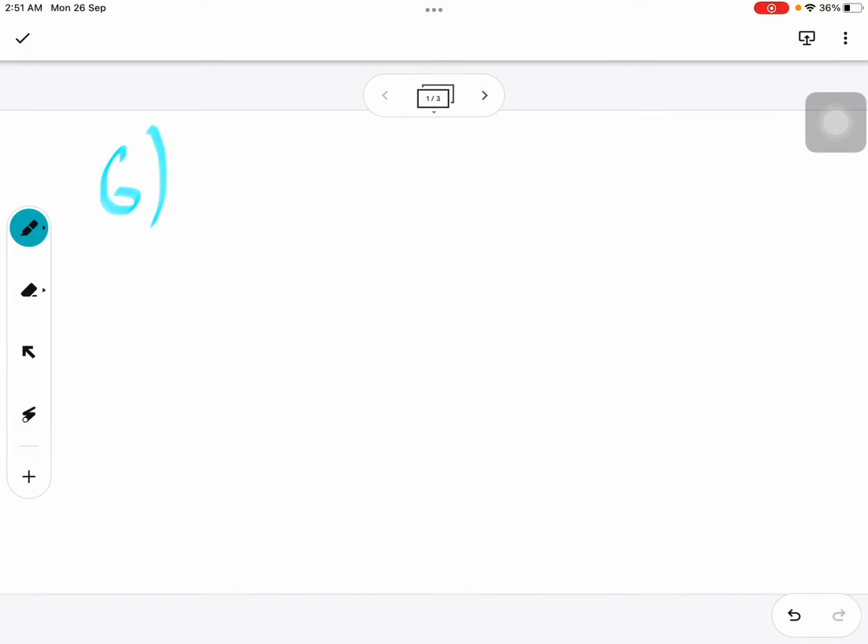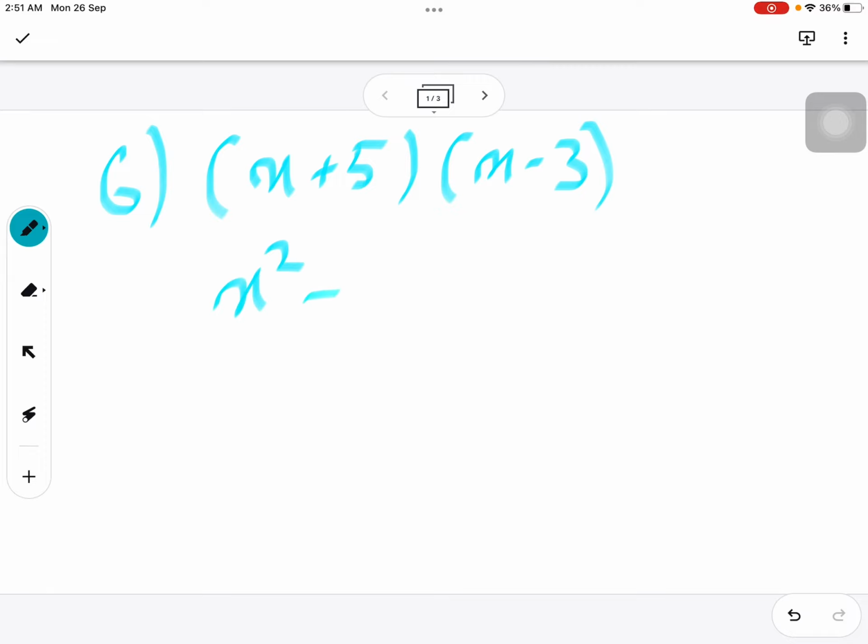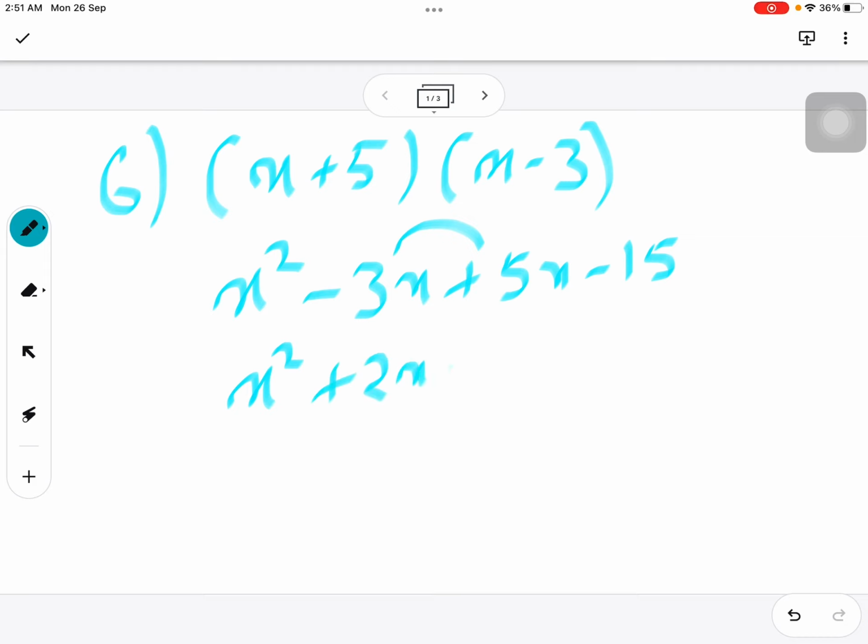Let's look at the sixth question. Now we have x plus 5 into x minus 3. Okay, with this we can do it in a couple of methods. First, you directly expand it. It becomes x square minus 3x plus 5x minus 15. Okay, here these two are like terms. x square you write as it is. 5x minus 3x will be plus 2x minus 15. Okay, you get this answer.